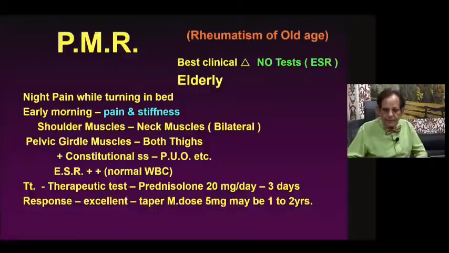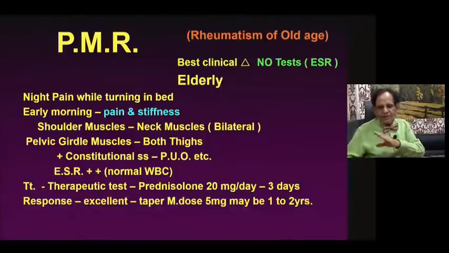These are elderly people, 70, 80, 85. This disease doesn't occur at young age, middle age. And there are no tests to confirm this disease. The only test, which I will not call a test, is your ESR. In elderly people, the normal ESR is up to 30, 35, remember that. So it has to be more than 40. So when you find 60, 70 ESR and you have diagnosed this, then your diagnosis is correct.